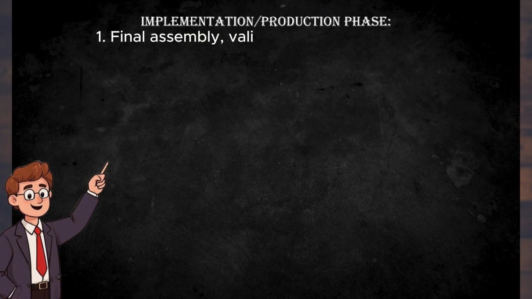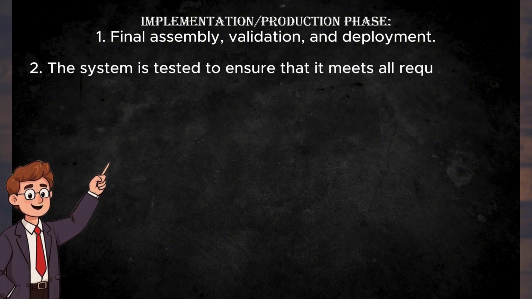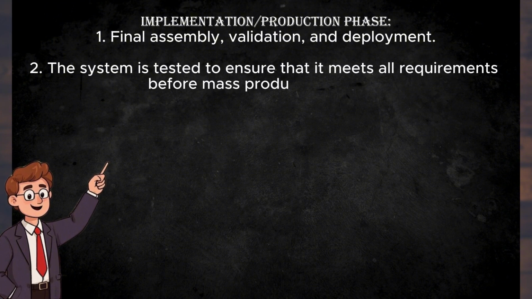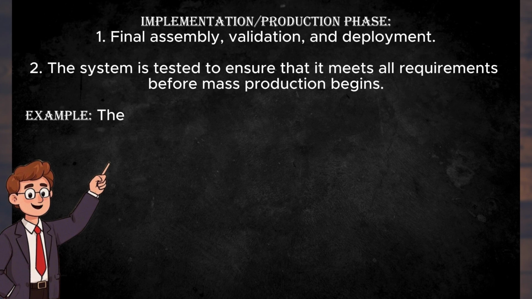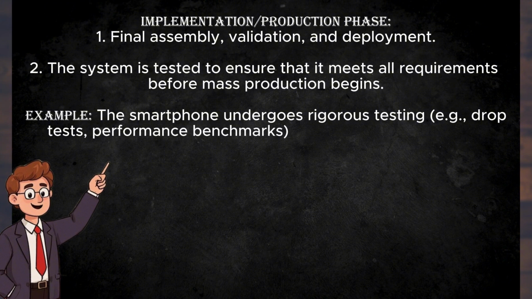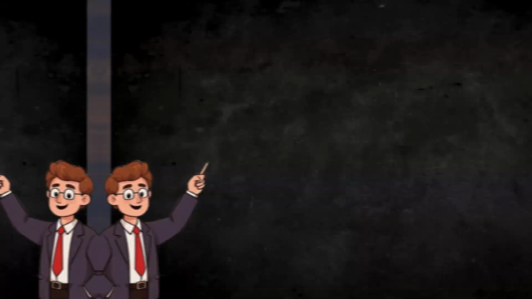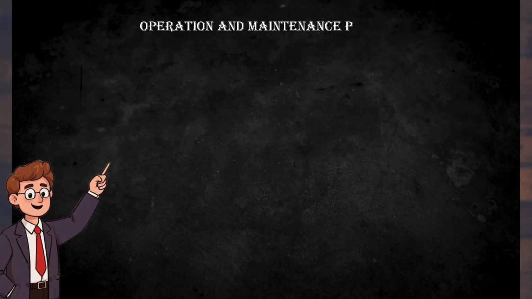Implementation, production phase. 1. Final assembly, validation, and deployment. 2. The system is tested to ensure that it meets all requirements before mass production begins. Example: the smartphone undergoes rigorous testing, e.g., drop tests, performance benchmarks, to ensure it meets all user requirements before being released to the market.